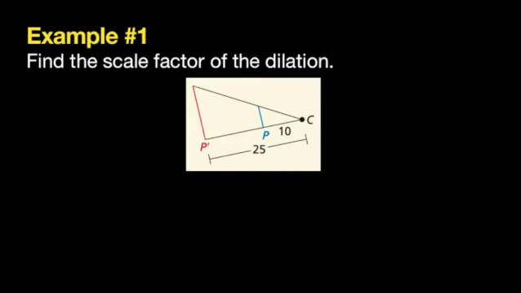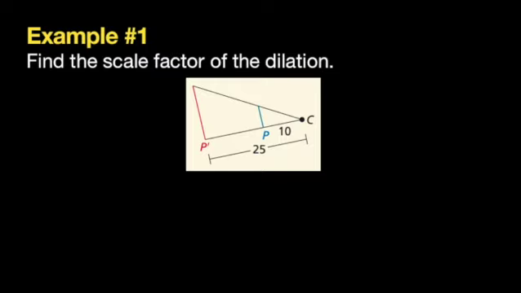Example 1. Find the scale factor of the dilation. So the first part that we need to figure out is if we're going to be moving into a larger image or into a smaller image. For that, we're going to be paying attention to the notation. In this case, you have P and P prime. So we're going to be moving from the small one, because this is going to be our pre-image, and we're going to be making it larger.